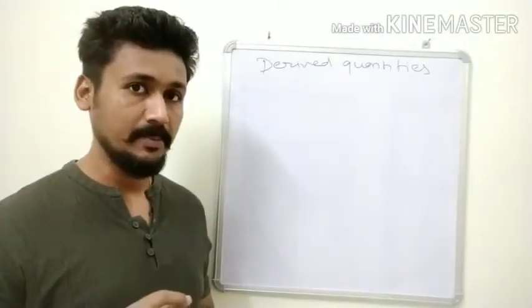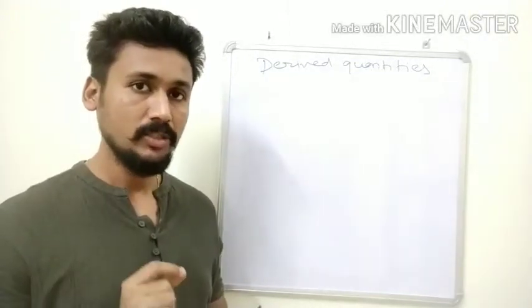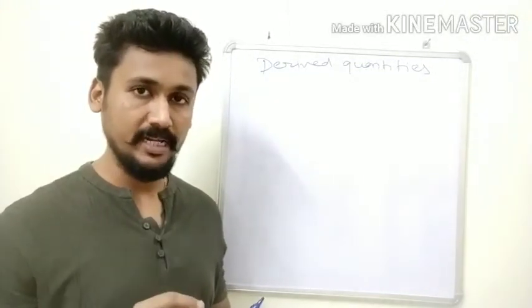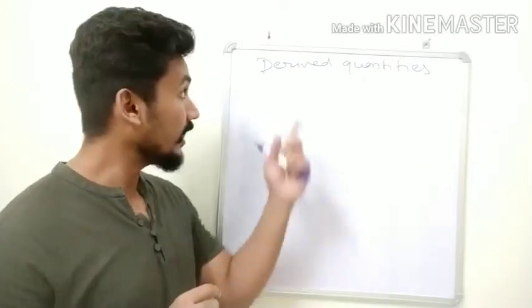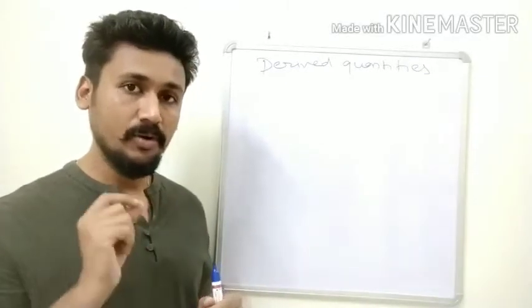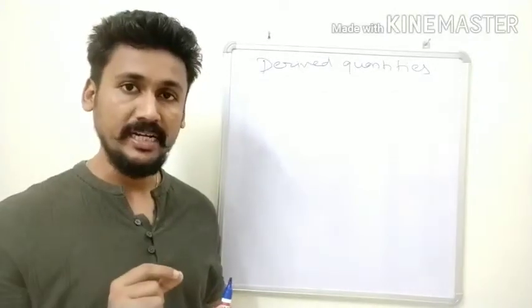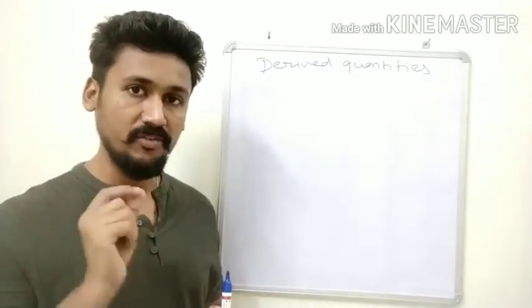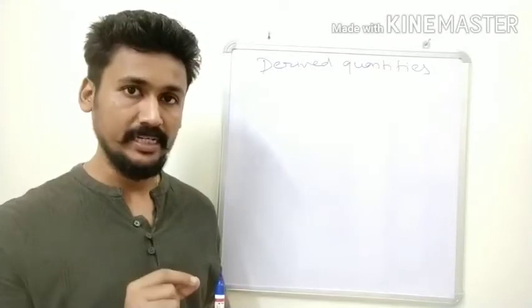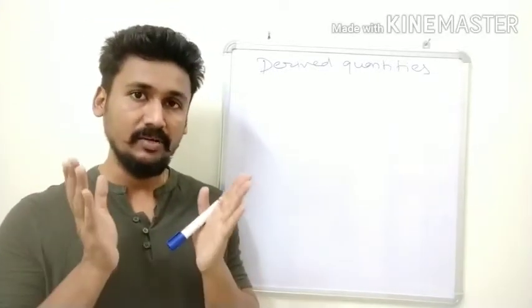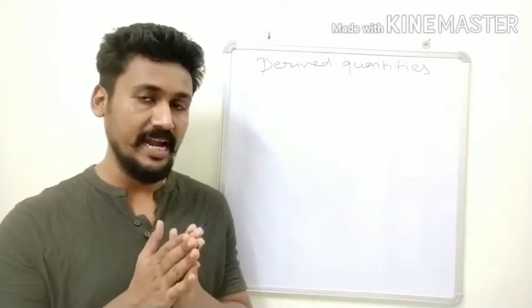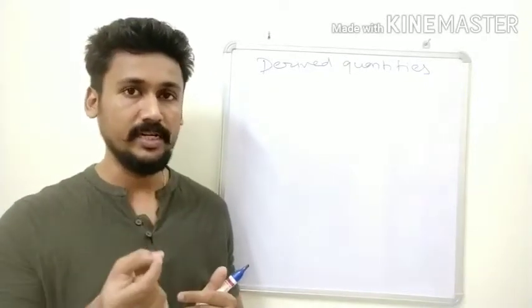Now let us see the concept of derived quantities. So we have seen 7 fundamental quantities and 2 supplementary fundamental quantities. Now what are derived quantities? Derived quantities means those quantities which are a combination of 2 or more fundamental quantities. So when you take 2 or more fundamental quantities, whatever quantity you get because of that, we call it a derived quantity.